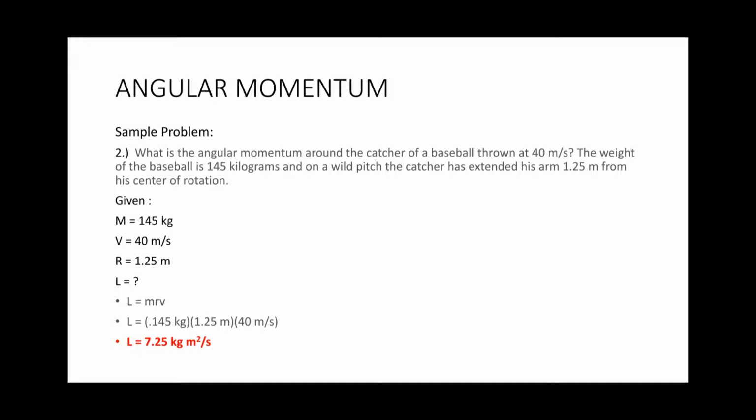First, we'll write down the given, which is m equals 145 kilograms, v equals 40 meters per second, which is the velocity, and r equals 1.25 meters, and L is the angular momentum, which is unknown. In this case, we will use another formula, which is L equals m r v. L equals 145 kilograms multiplied by 1.25 meters multiplied by 40 meters per second, which equals 7.25 kilogram meter squared per second.